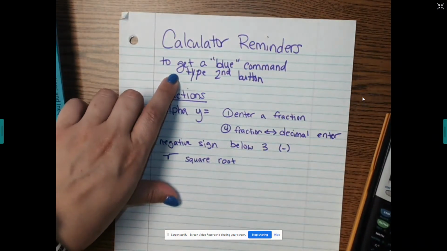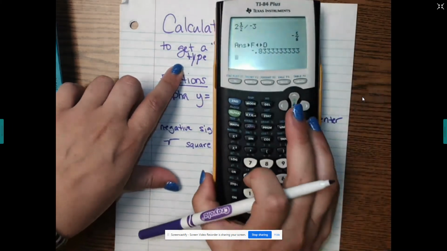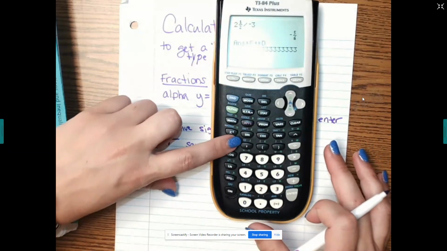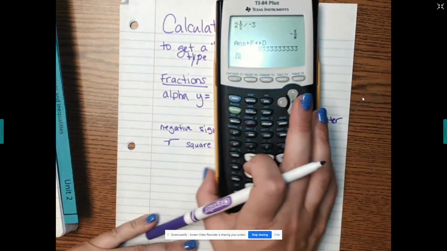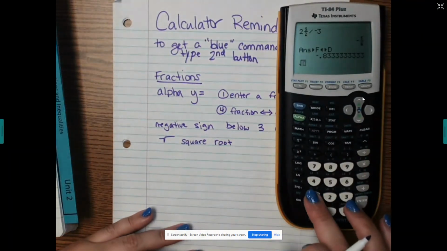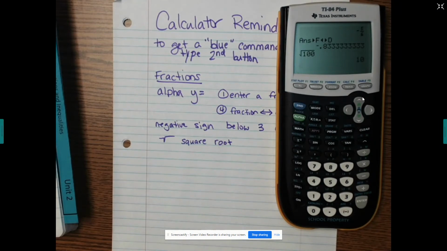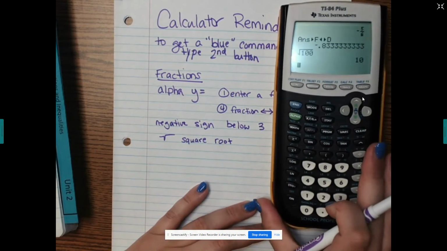Excellent. Yes, we want to push the blue button. Okay, second. So second, square root. And bam, there it is. Okay, so the square root of 100, enter, is 10. Hopefully you knew that. Okay, that is a perfect square.